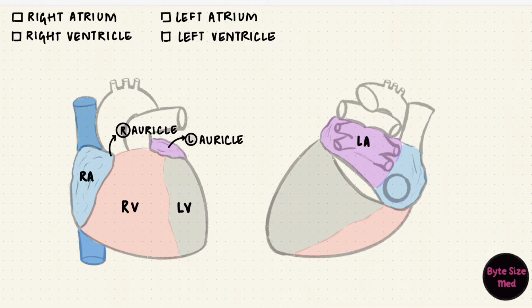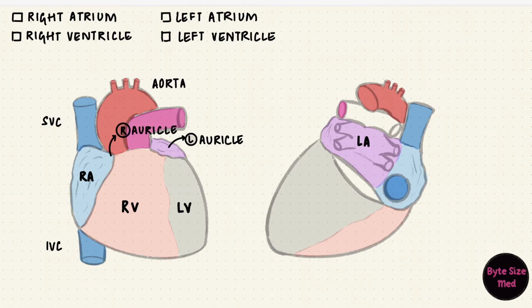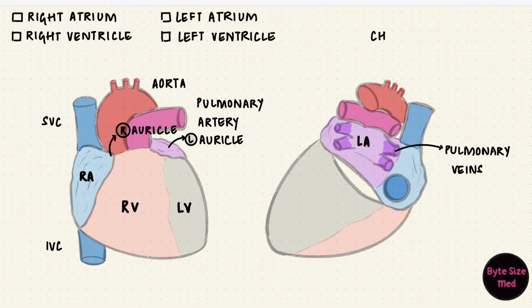The superior and inferior vena cava enter the right atrium. The aorta emerges from the left ventricle. The pulmonary trunk emerges from the right ventricle and then divides into the right and left pulmonary arteries. The four pulmonary veins enter the left atrium. Those are the chambers of the heart.